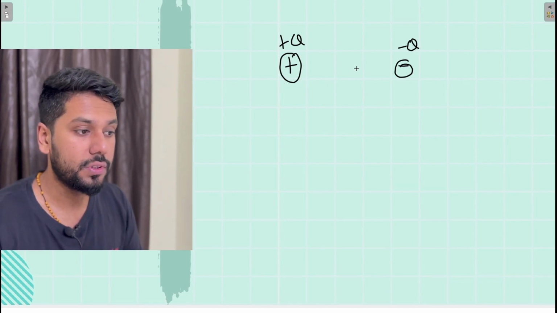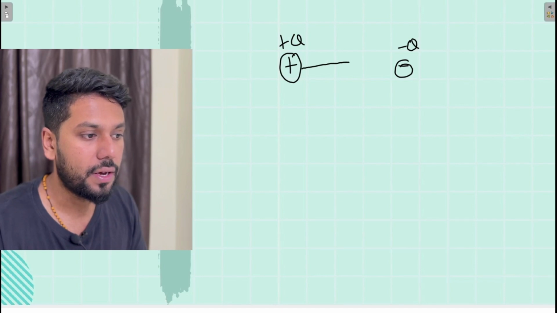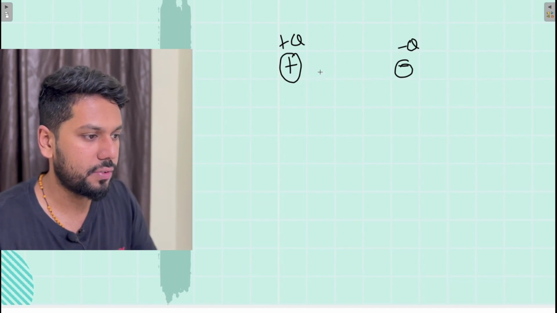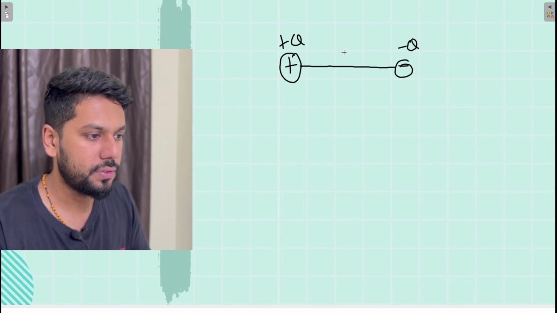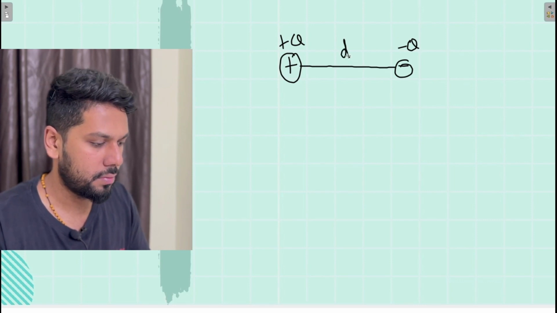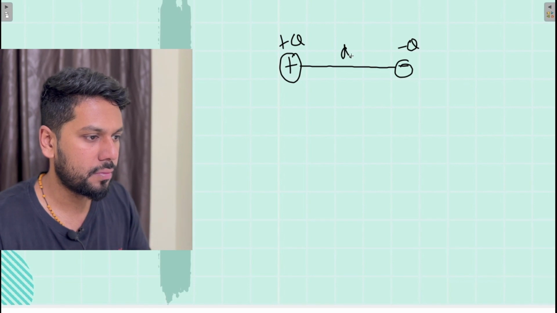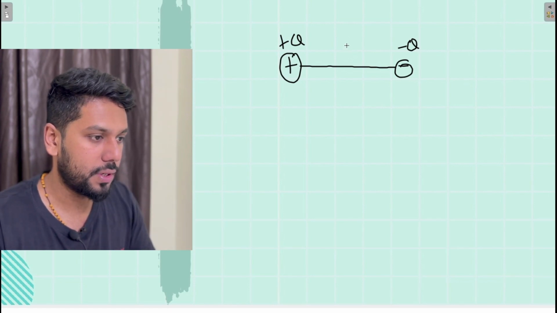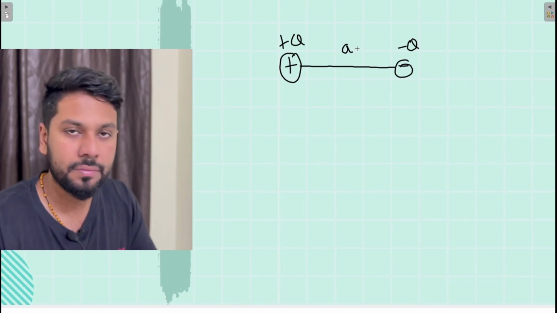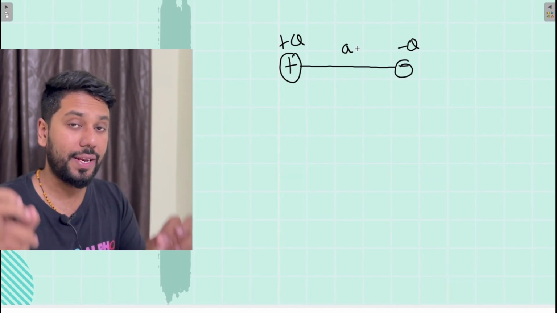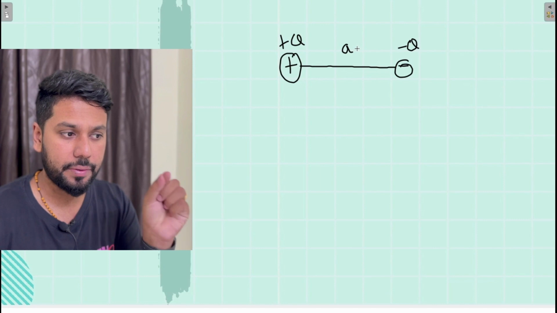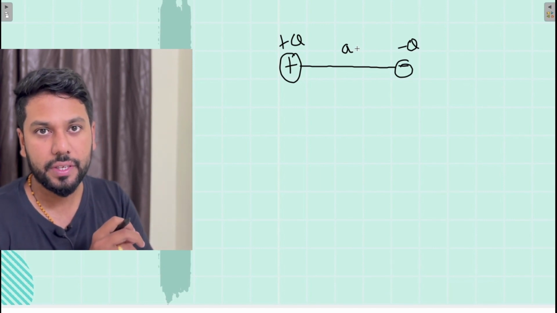And also this should be separated by a very small distance. I would say this is separated by a very small distance d, or I will say a. A and d both appear the same here, so I'll say a. Two charges, equal and opposite, separated by a small distance a.